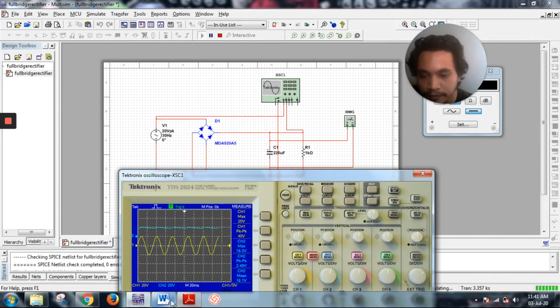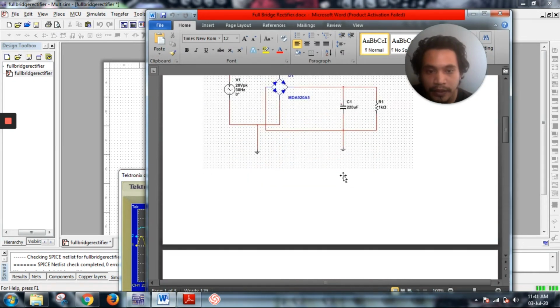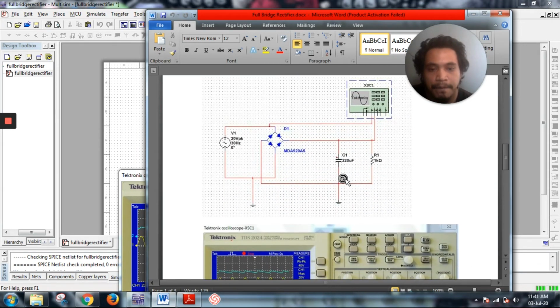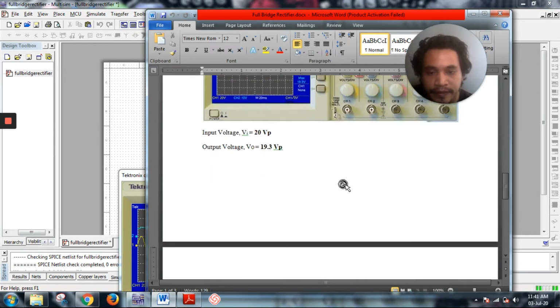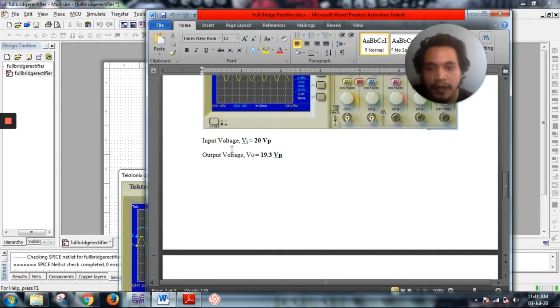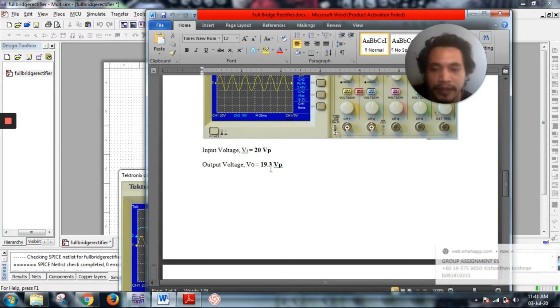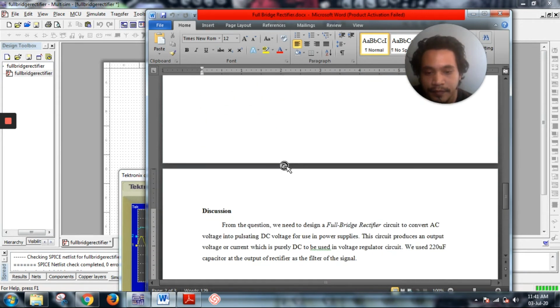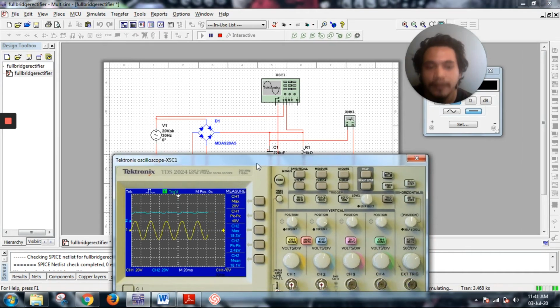So this is the circuit design. The input voltage is 20 volt peak, and the output voltage is 19.3 volt peak. So that's all. Thanks.